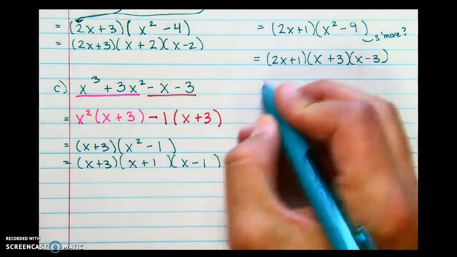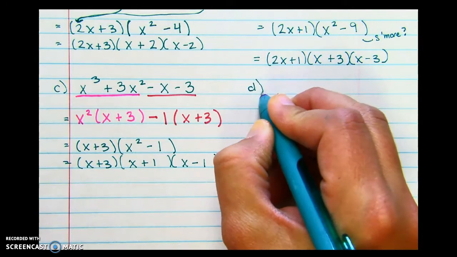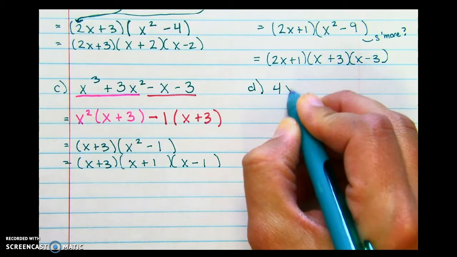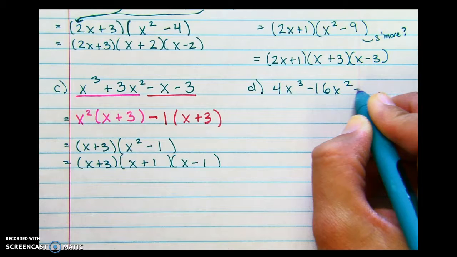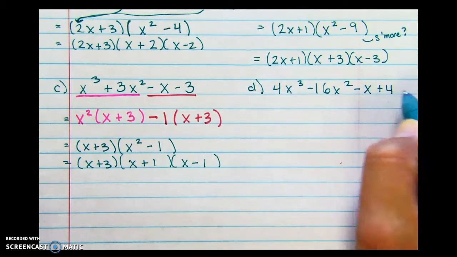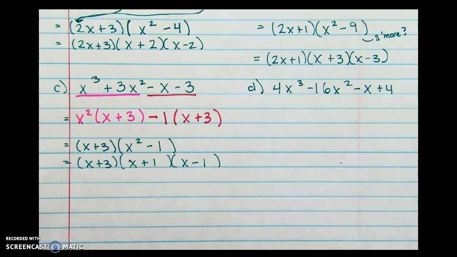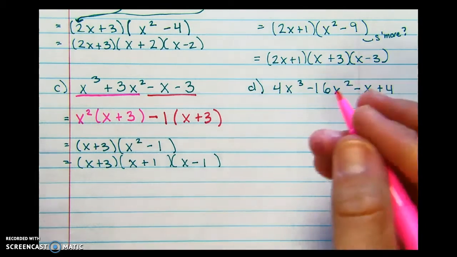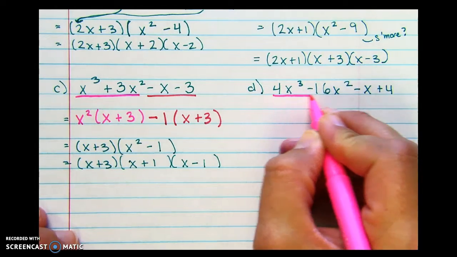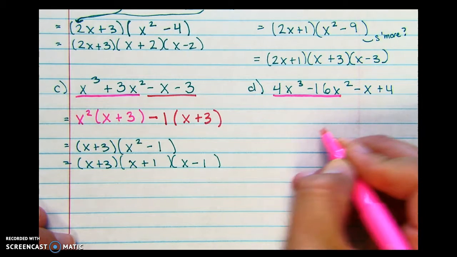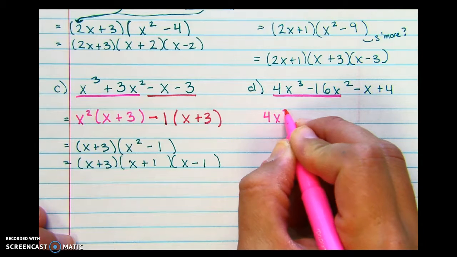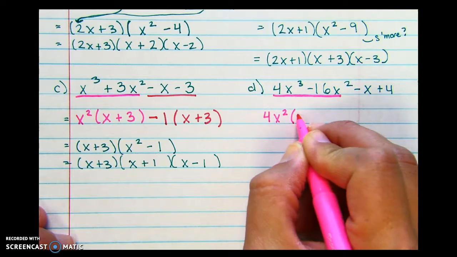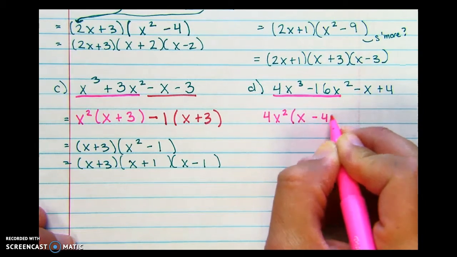Okay, I want you to try D. So if you're watching the video, pause the video. If you watch me do a bunch, that's not learning. You need to practice. So try D on your own. All right, greatest common factor in the front, 4x squared, and that would leave x minus 4.